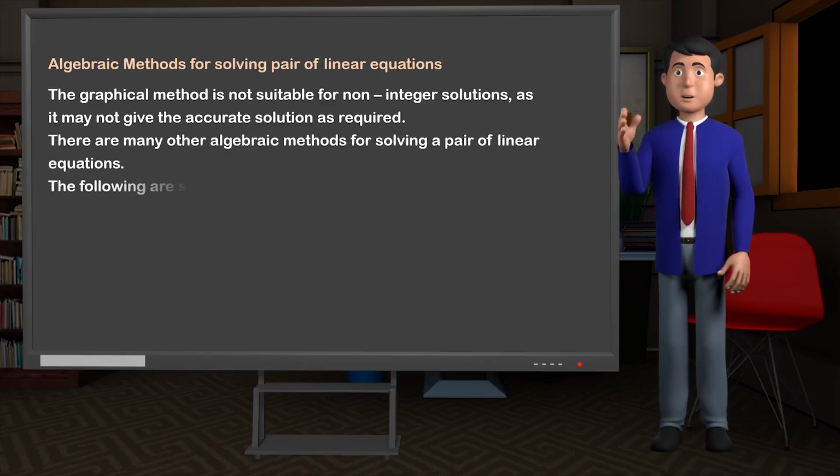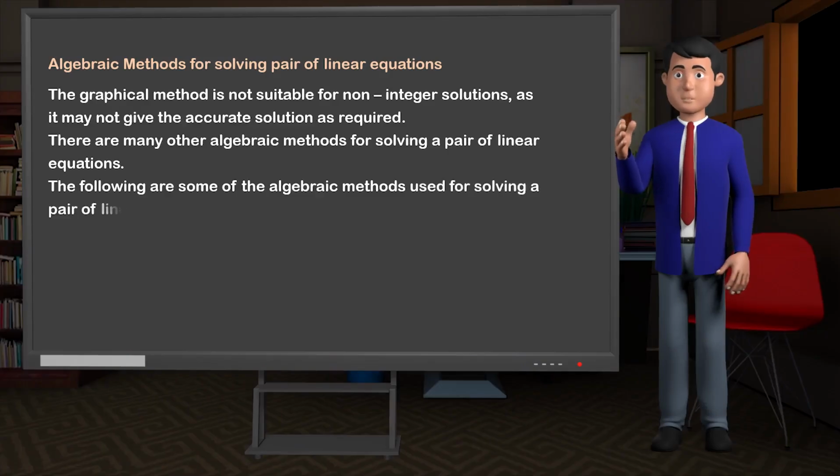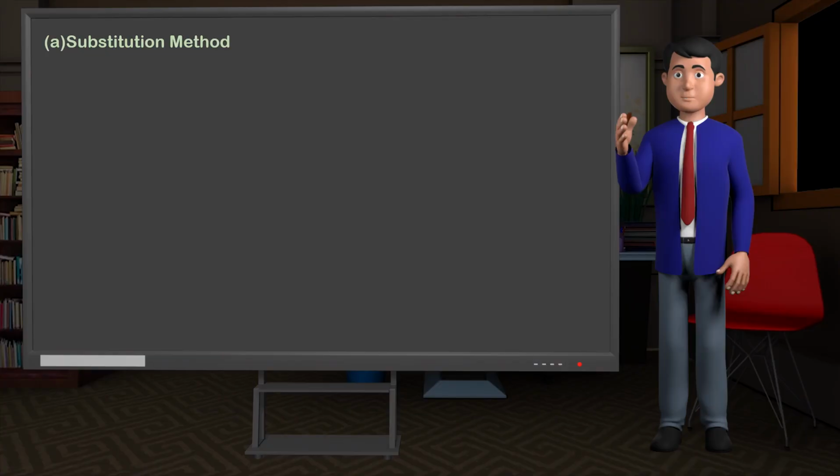The following are some of the algebraic methods used for solving a pair of linear equations. A. Substitution method. This method is useful for solving a pair of linear equations in two variables where one variable can be easily written in terms of other variable. To understand this method, let us consider the following example.